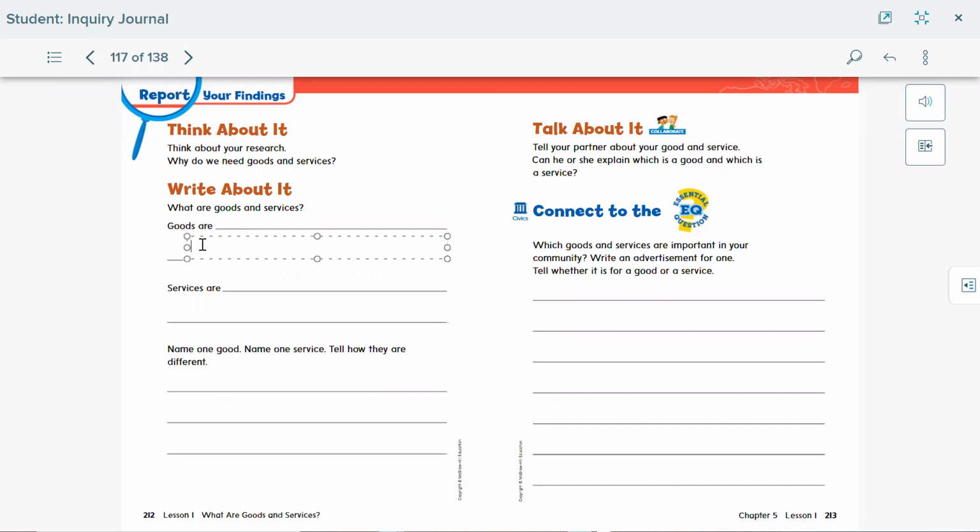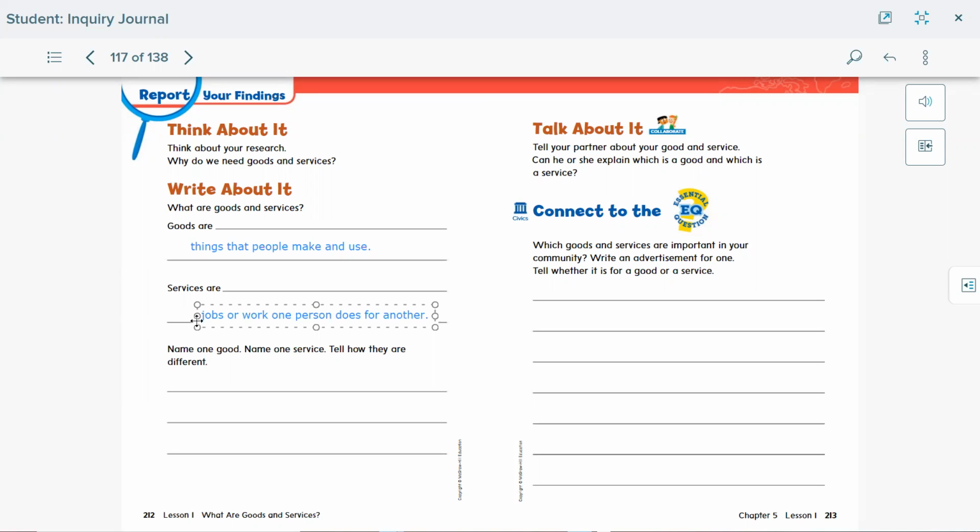So goods are things that people make and use. So this is goods. What's a service? Services are jobs or work that one person does for another. So it's jobs or work that one person does for another.